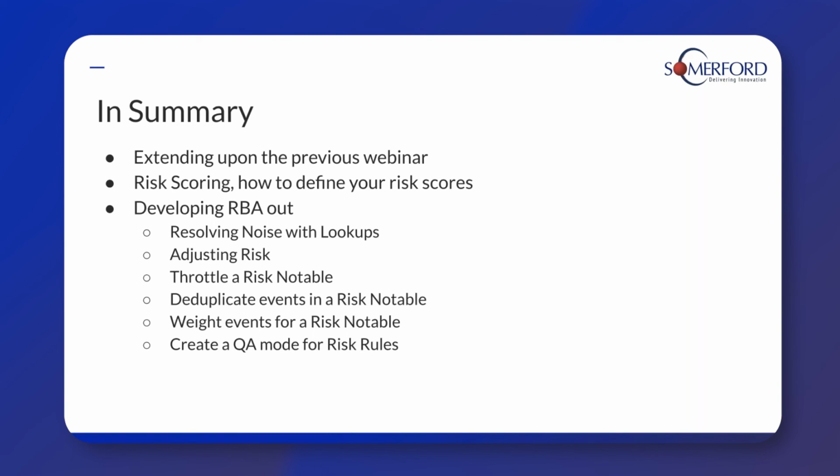We can adjust risk with lookups. We can do lots of things with lookups. We can throttle them, so we don't have them trigger too many times. We can dedupe events, so we don't get multiples contributing to the same thing. We can weight different sources so they're not all counted as equally valuable, because they're not all the same. And of course, we can talk about that QA mode as well. So those are the different options that we have.